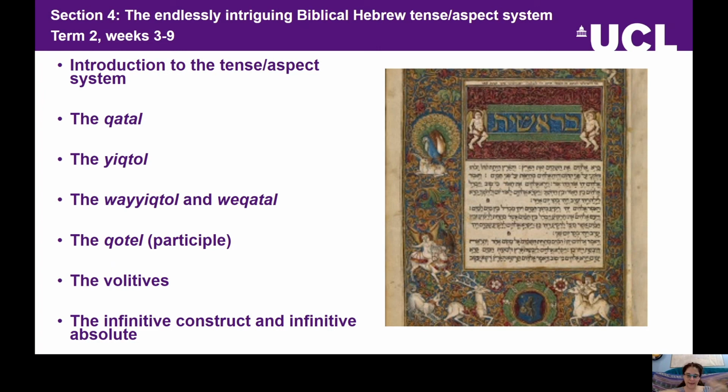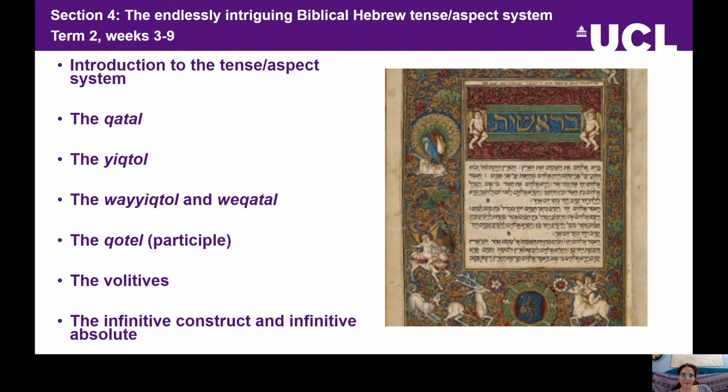But again, we'll be looking a bit deeper and trying to understand how these forms came to be, what they're related to in other Semitic languages, and why they are so puzzling for linguists. The biblical Hebrew tense aspect system has baffled scholars for many centuries and will probably continue to do so.